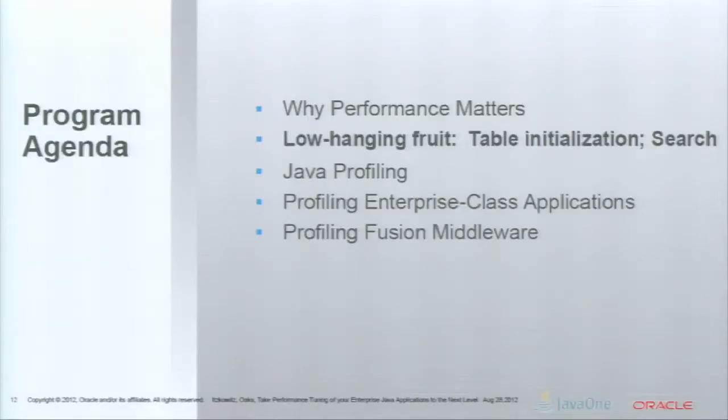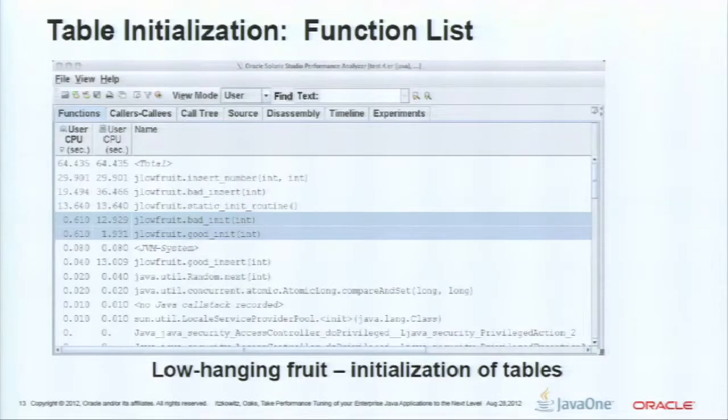So now I'm going to talk about low-hanging fruit. I have this silly program I wrote, which was called lowfruit in C++ and is JLowfruit in Java. And it does two things. One is it initializes some tables. And there are two versions of it, a good version and a bad version. The two are shown. You can note that the inclusive CPU time, the second column, is substantially higher in the bad initialization than the good initialization. And the other two that I'll talk about later are the good insert and bad insert, which are bracketed.